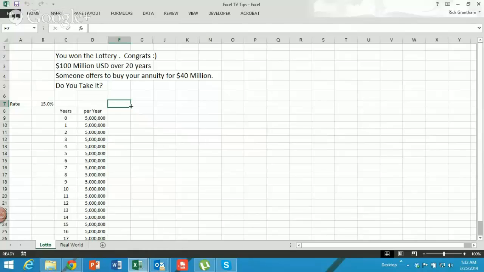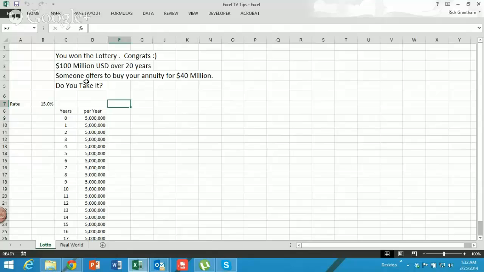So here's the scenario. You've won the lottery. Congratulations. Good for you. That's awesome. You're getting $100 million, or $5 million a year over 20 years, right? And someone offers to buy your annuity for $40 million. Do you take it? So that's the business problem, or the business question, and we're going to apply this a little bit later to the real world.